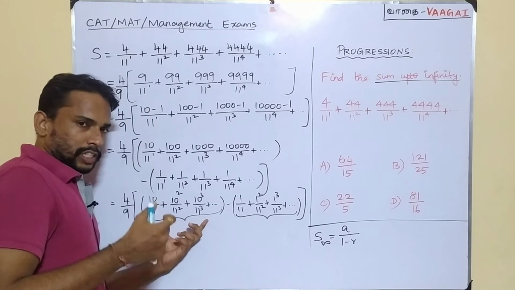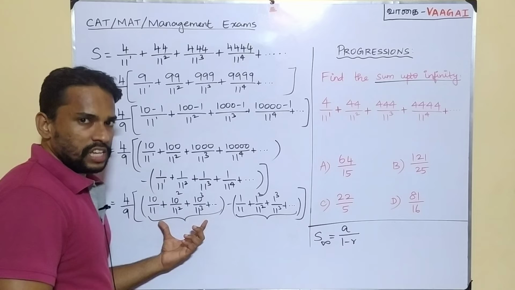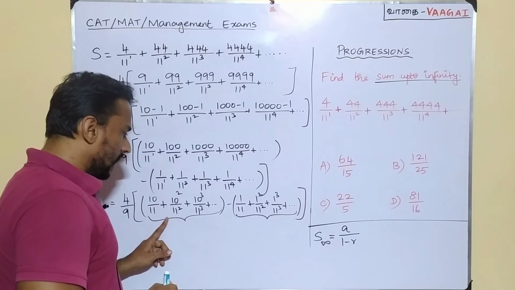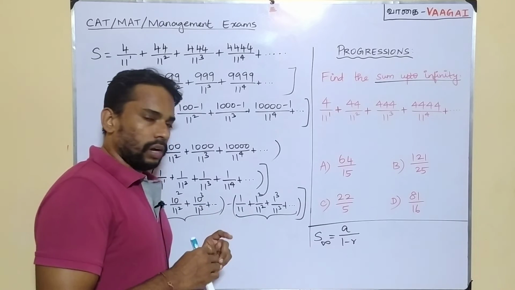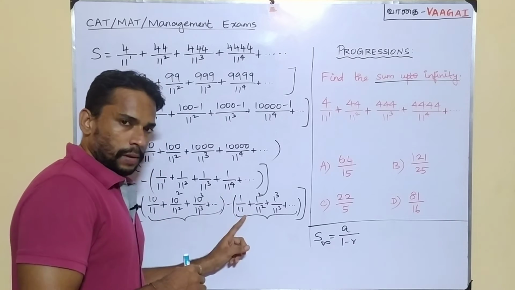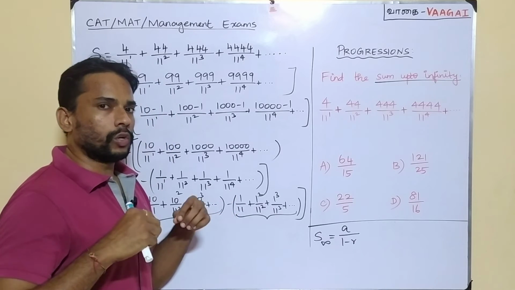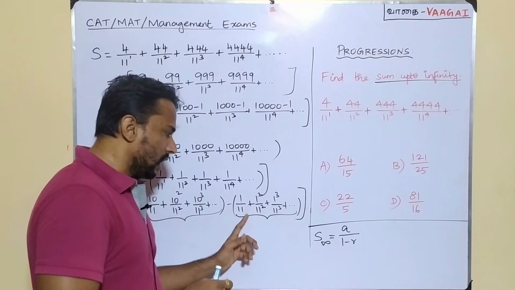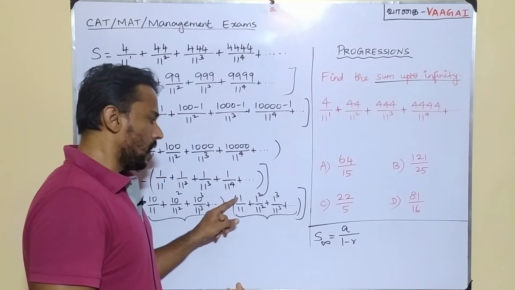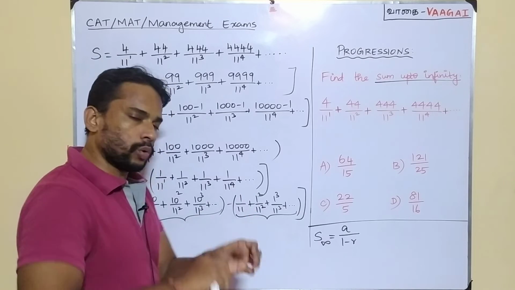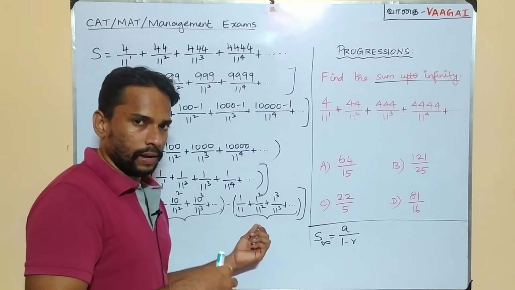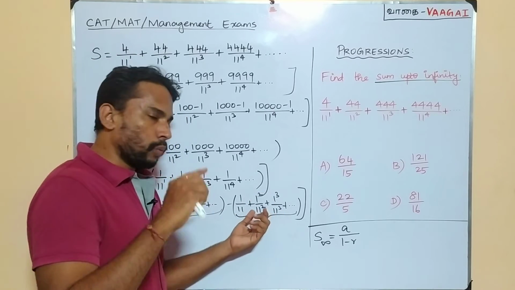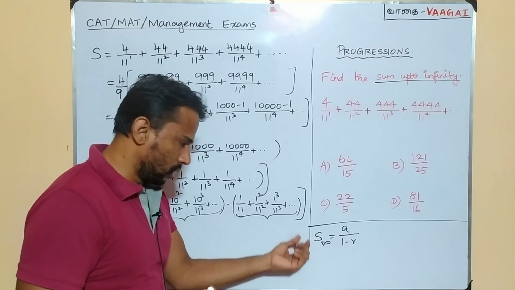So the first expression is a geometric series with first term a equal to 10 by 11. For the second GP, the first term is 1 by 11. The common ratio of the first is 10 by 11, and the common ratio of the second is 1 by 11, because 1 by 11 is followed by 1 square by 11 square. That means the first term is multiplied by 1 by 11 to give the second term, the second term is multiplied by 1 by 11 to give the third term, and so on.